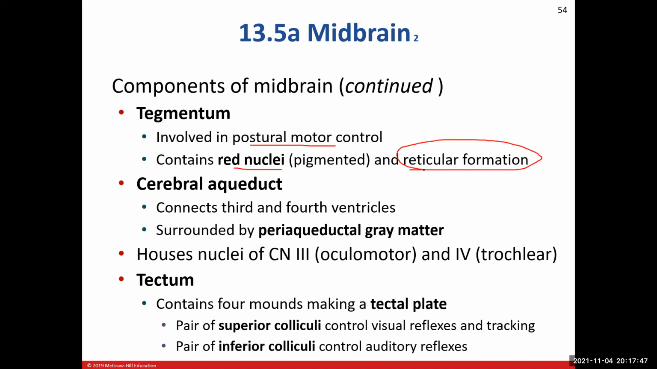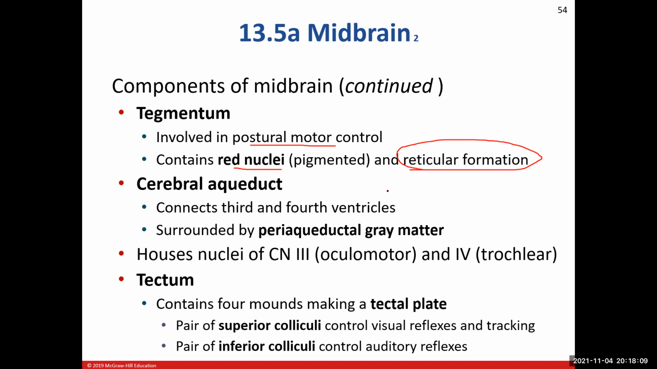and that's due to the reticular formation there. All right, the cerebral aqueduct is that canal that connects the third and fourth ventricles to one another, and it's surrounded by the periaqueductal gray matter, and that periaqueductal gray matter has to do with the responses to autonomic functions. We'll also see the nuclei of cranial nerve 3 and 4 located here in the midbrain.